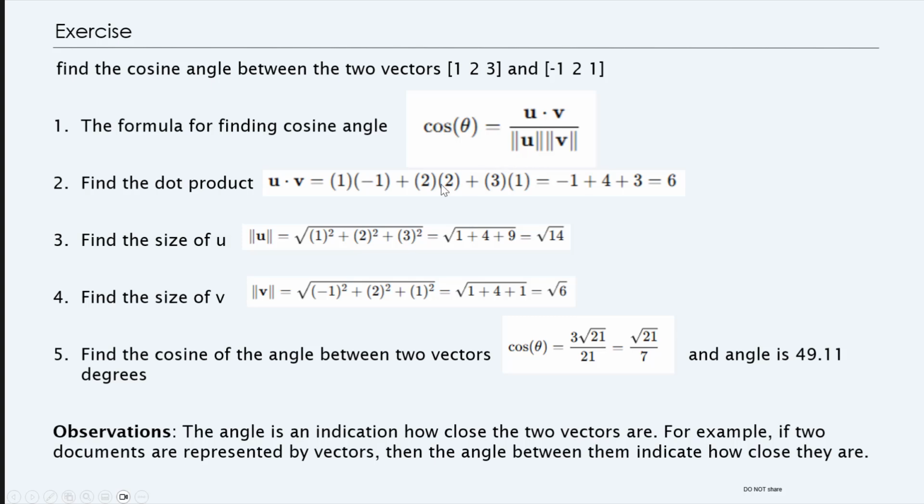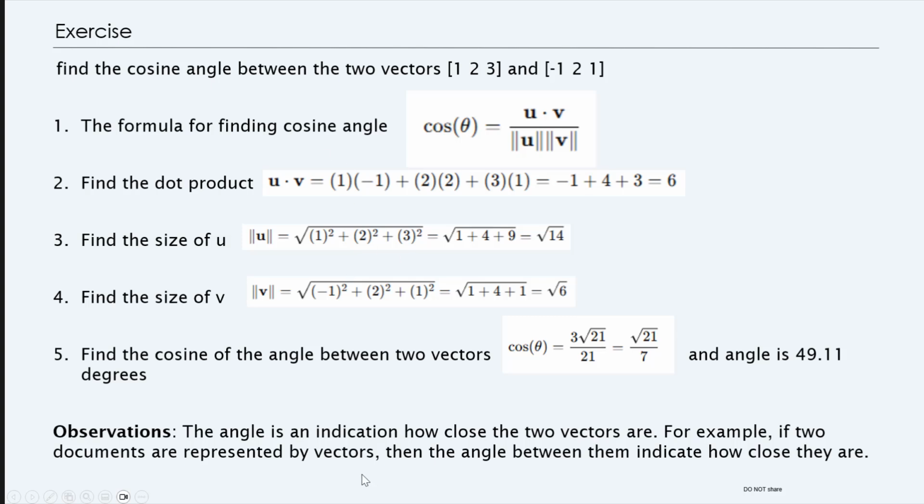Here's the formula for finding it. We find the dot product by taking the product of the corresponding elements. We find the size of u, which is the square root of 1 squared plus 2 squared plus 3 squared. We find the size of v. We find the cosine of the angle between them, and then we find the angle is 49.11.